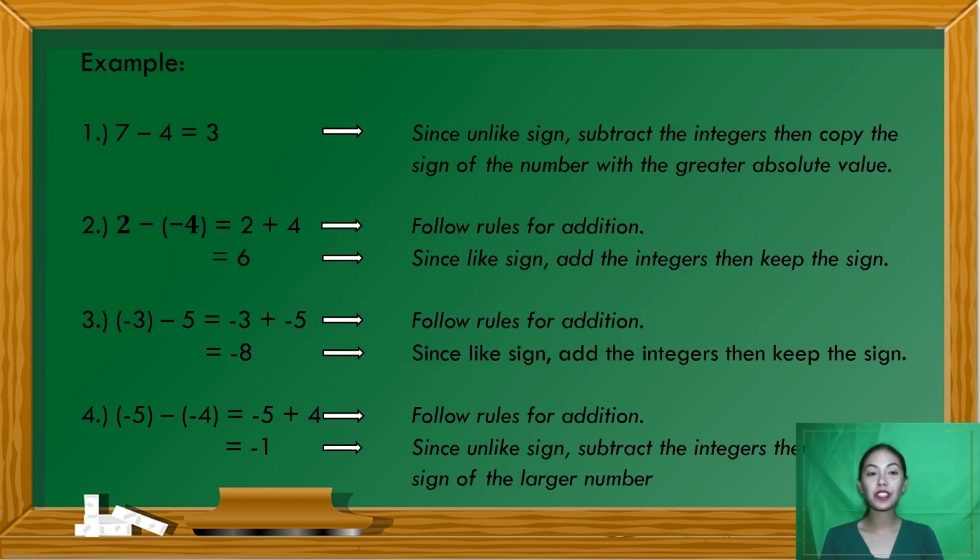Okay, now let's proceed to the examples. Number 1, 7 minus 4. This is equal to 3. Since it is unlike sign, we will subtract the integers, then copy the sign of the number with the greater absolute value.